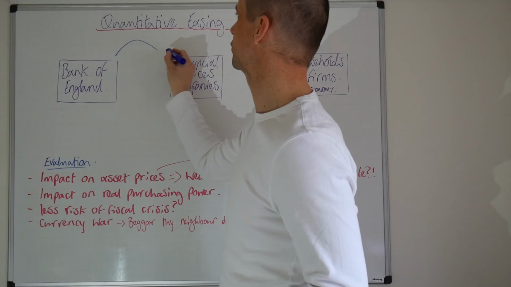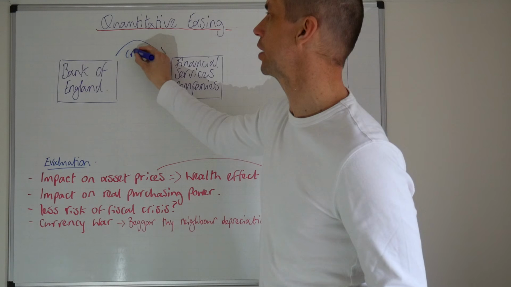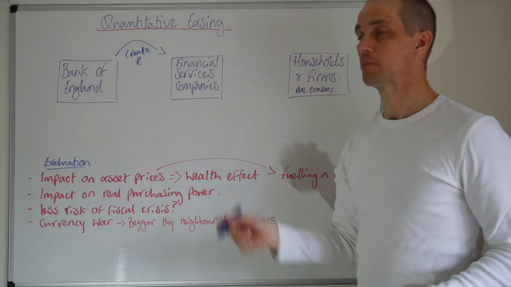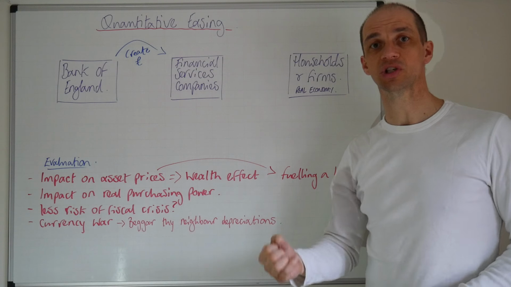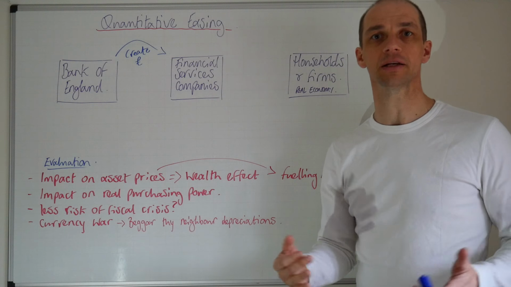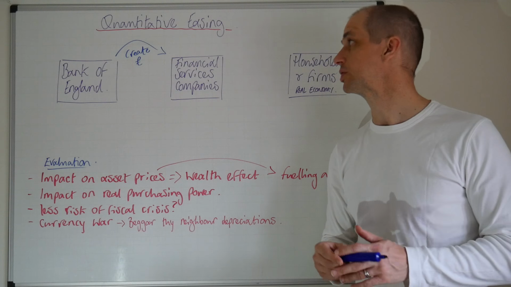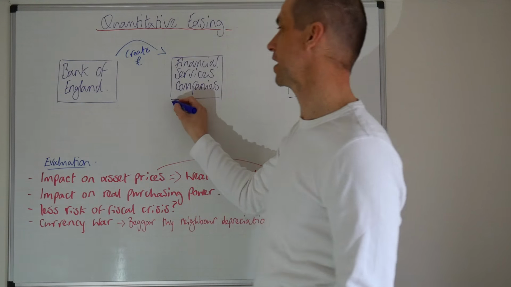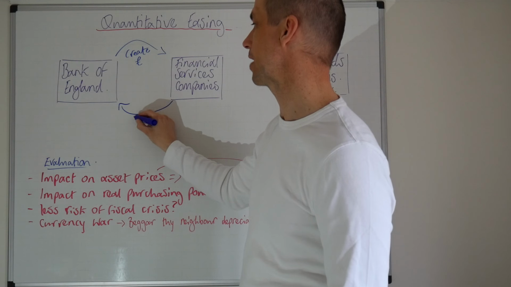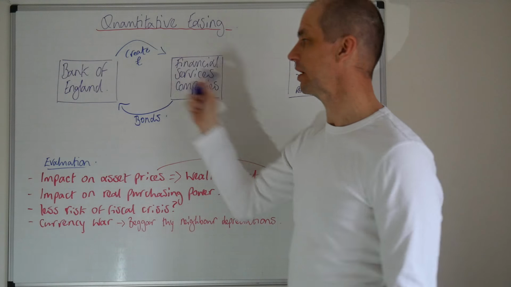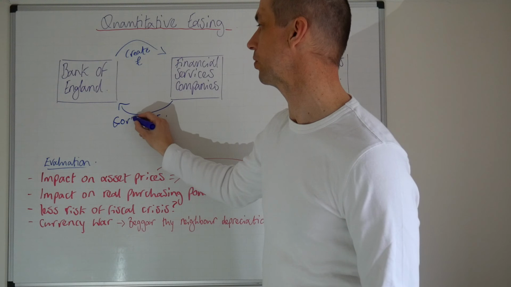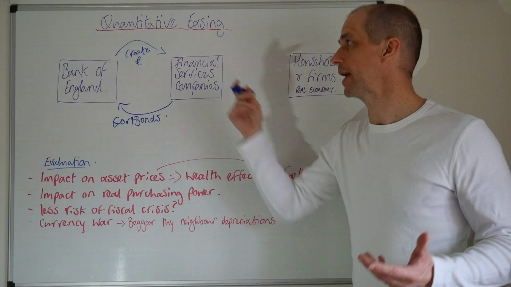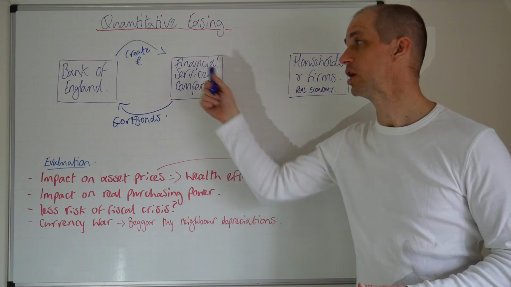So for instance, the Bank of England will create new money, new currency, and that money will go to primary dealers, as they're known, or financial service companies, which would include banks and pension funds and insurance houses and so on. So why would they provide that money? Well, it would be in exchange for government debt and government bonds. So the Bank of England is in effect buying government bonds from the financial services companies, and in return the financial services companies receive that money.